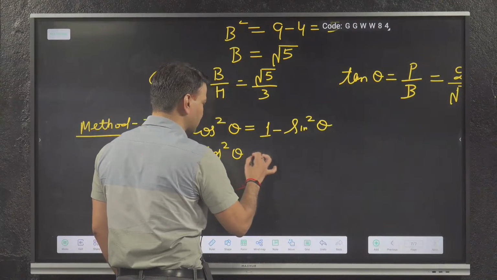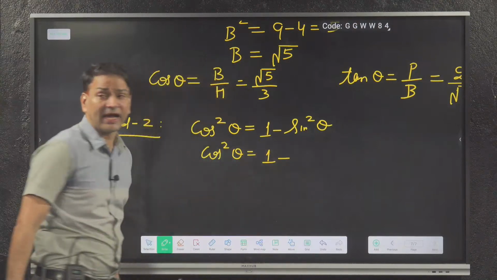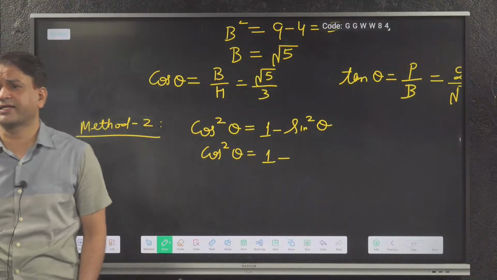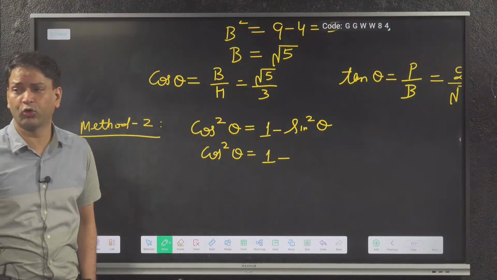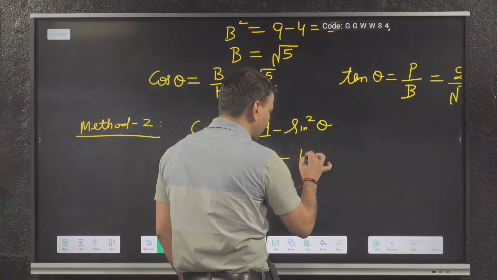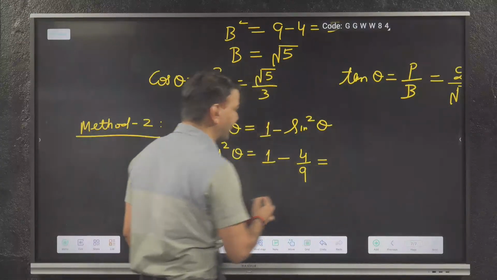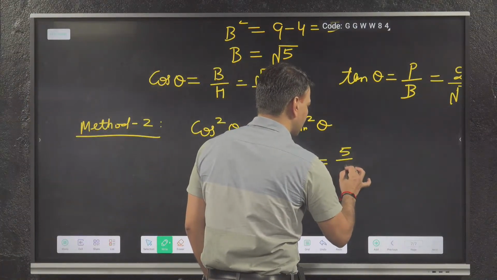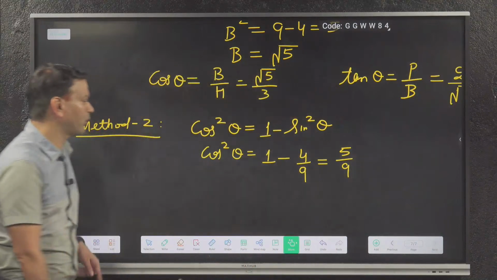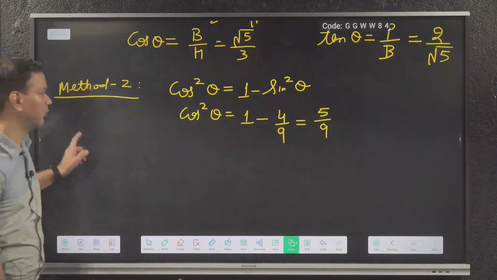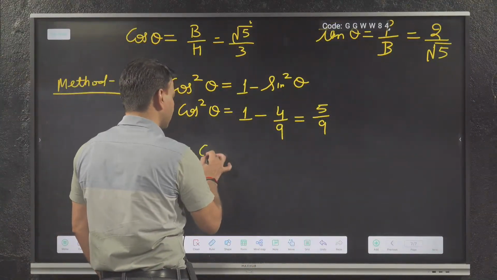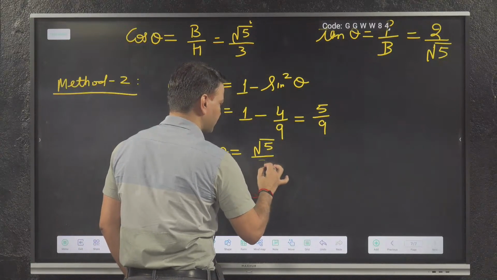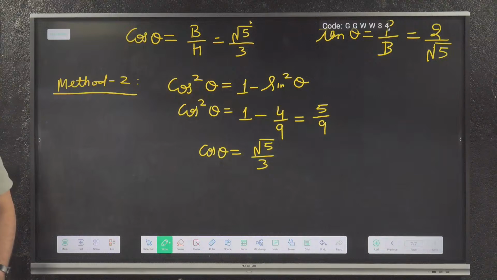Cos square theta is equal to 1 minus sine square theta. Sine theta I gave 2 by 3, so its square is 4 by 9. Now taking LCM 9, 9 minus 4 is 5. So cos square theta I got 5 by 9. So cos theta is equal to root 5 by 3.